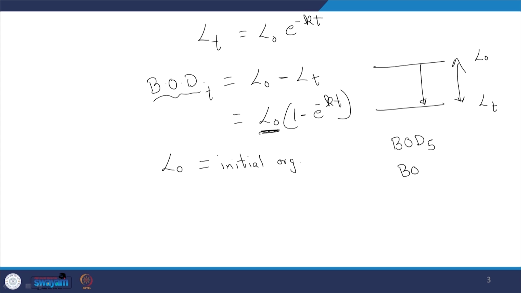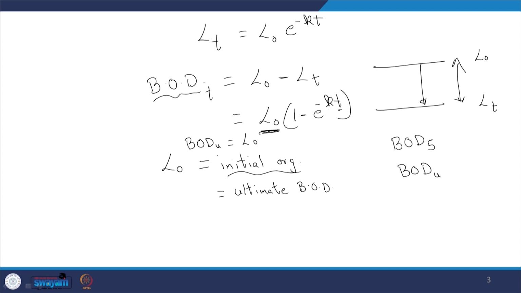Why do I say ultimate? Because we increase the time to a large value, BOD ultimate. What will that turn out to be? Let us say time equal to infinity, a lot of time, then BOD ultimate will be L naught. L naught is the initial organic content, or if I measure it in terms of BOD, it is going to be equal to what is called the ultimate BOD.